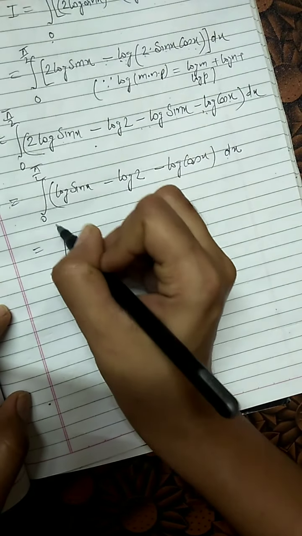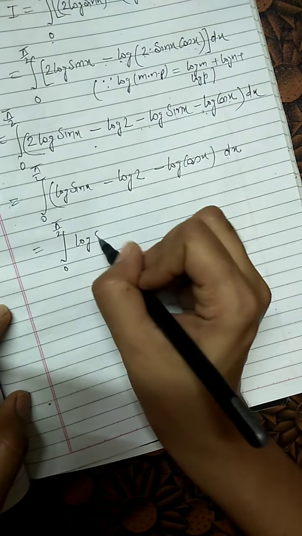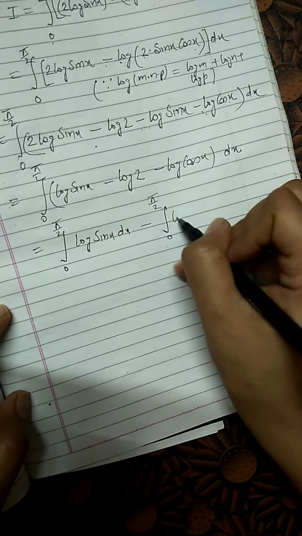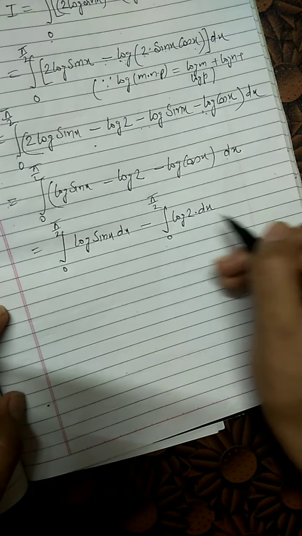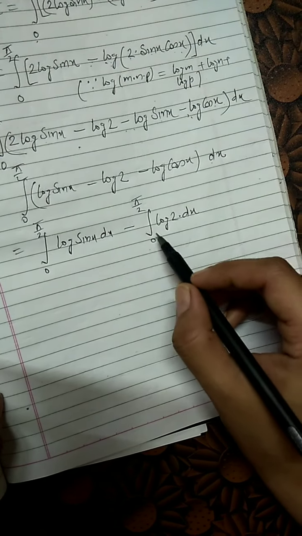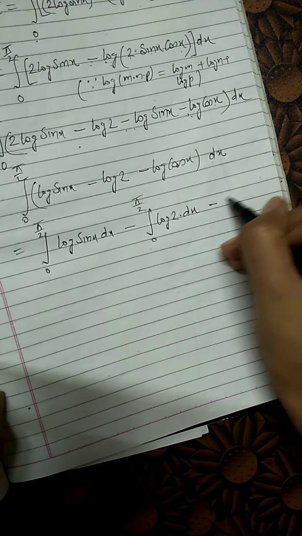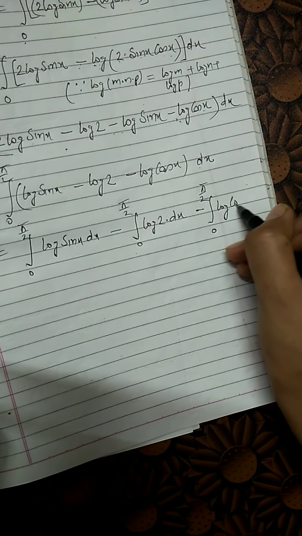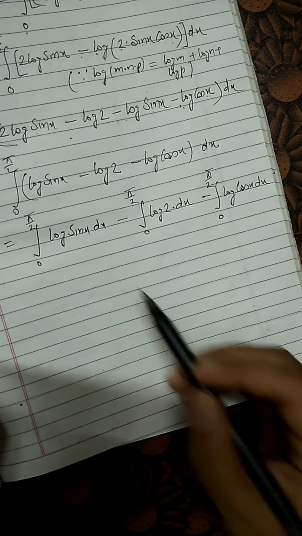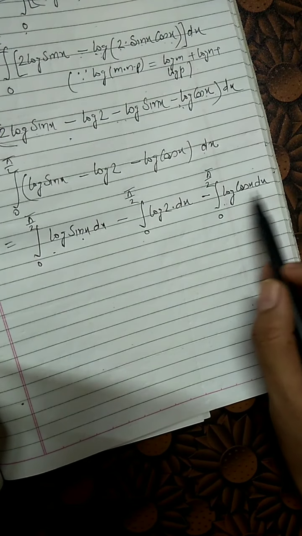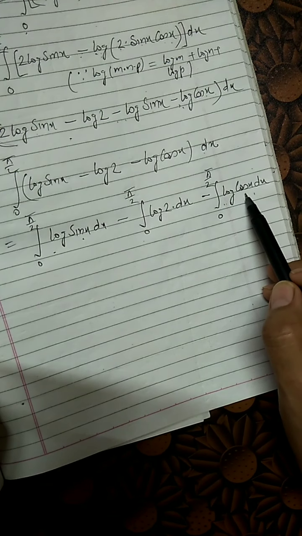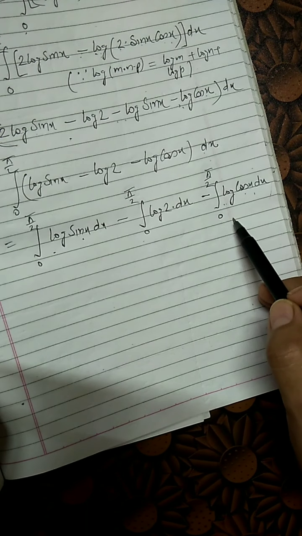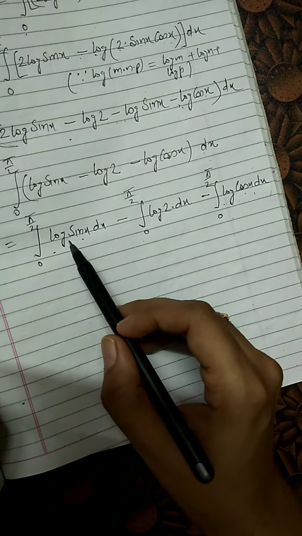So we are getting here integral 0 to pi by 2 log sin x dx minus integral 0 to pi by 2 log 2 dx. Now log 2 is constant, so it will remain as such, into integration of 1, x will come, minus integral 0 to pi by 2 of log of cos x dx. Now this is log sin x, and the last integral is log cos x. Also we know cos(pi by 2 minus x) will give sin x. So over this integral, if I apply the property, I will get this integral exactly the same.